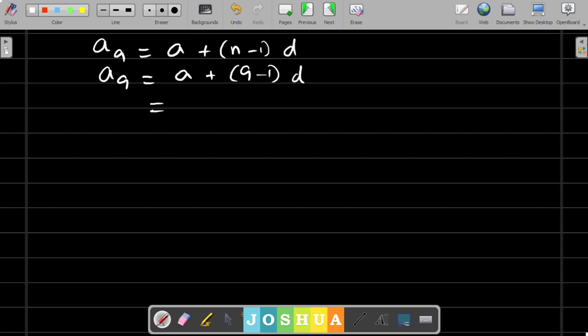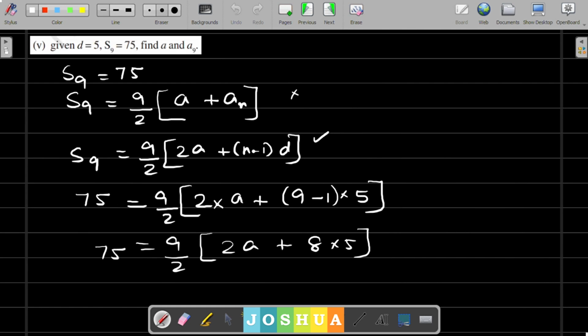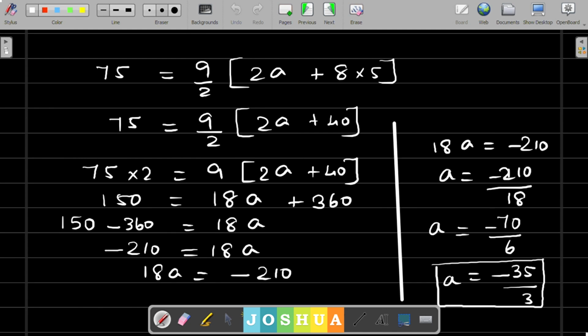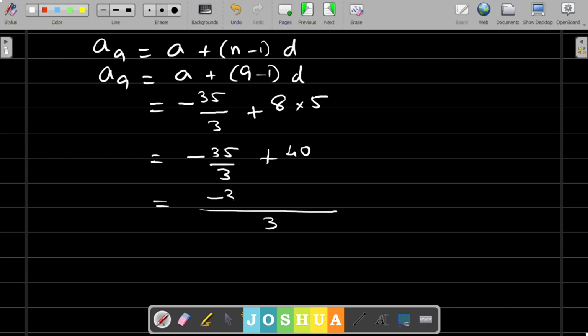What is the value of a? Minus 35 by 3, and d is already given as 5. The d value is given in the question. So a is minus 35 by 3, plus 8, because 9 minus 1 is 8, and d equal to 5. Therefore minus 35 by 3 plus 40. Take an LCM here, or cross multiply: minus 35 plus 40 into 3. So that is equal to minus 35 plus 120 upon 3.